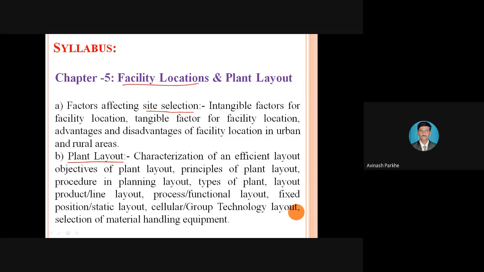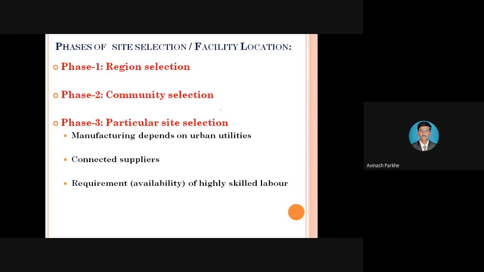Therefore, whenever we are selecting the location, whenever we are selecting the site for your industry, there are some factors we are considering. Which factors are we considering? For site selection or for your facility location, these are the three phases which we have to take under consideration. So what is phase number one?